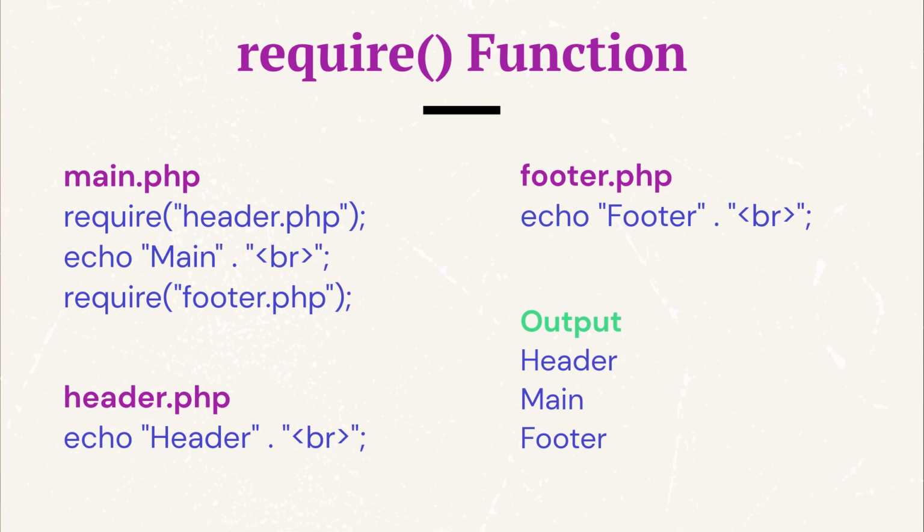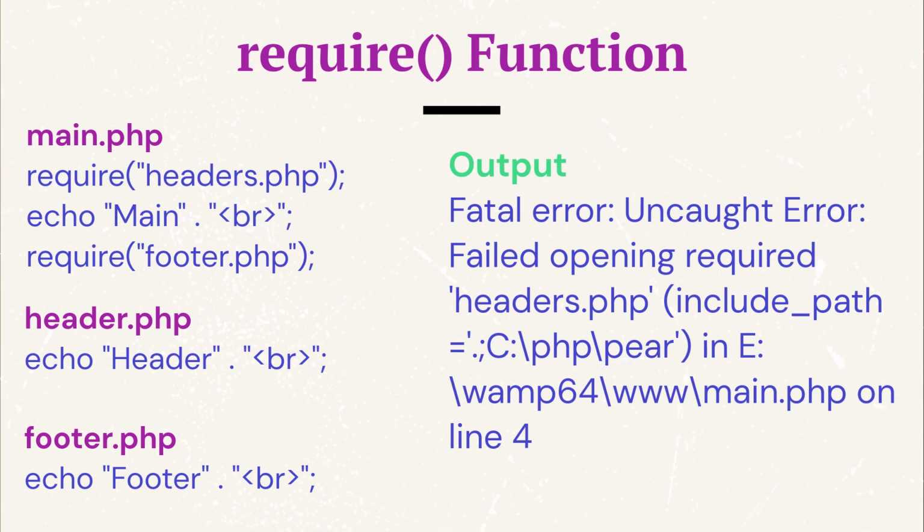Let's see the same example. But this time we are replacing the include function with the require function. This time we will get the same output. Now, we will misspell header.php as headers.php. Let's see the output. See the difference. We are getting an error, the script stops executing instantly, and the rest of the lines of code are not executed and hence there is no output after the error.